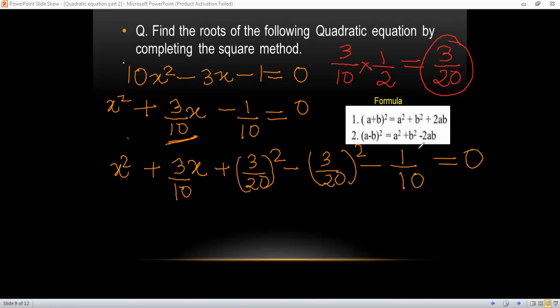Now this formula you all know very well. (a plus b) square is equal to a square plus b square plus 2ab. (a minus b) square is equal to a square plus b square minus 2ab. This formula we have to apply over here. Now similarly we will check with 2ab what is the sign, and we will compare the sign with this formula. So here the sign is plus over here. That means I will write (a plus b) square.